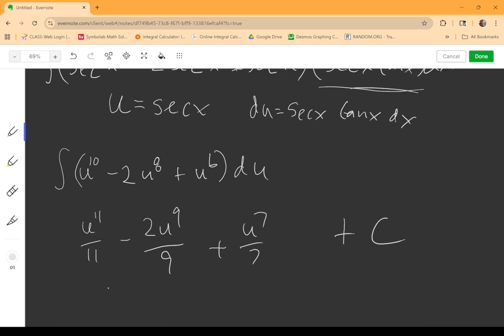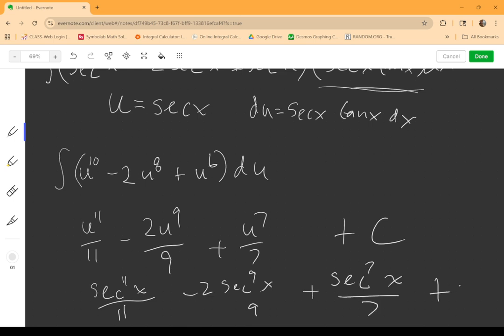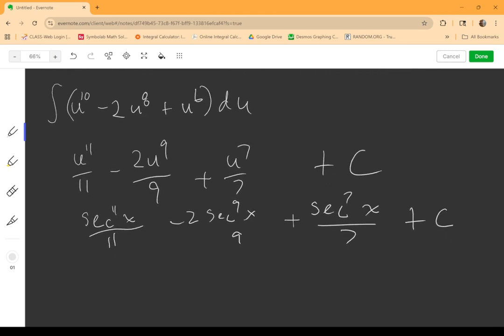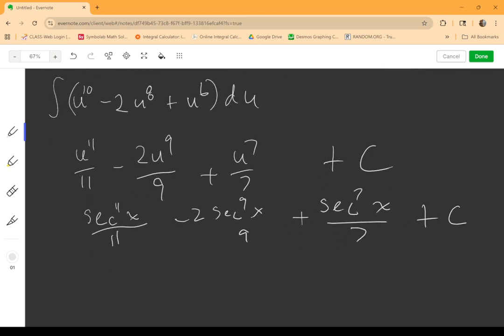And then we won't forget here to back sub, so we get secant to the 11th power of x over 11 minus 2 secant to the 9th power of x over 9. And lastly, secant to the 7th power of x over 7 plus c. And that's how we approach this problem here.